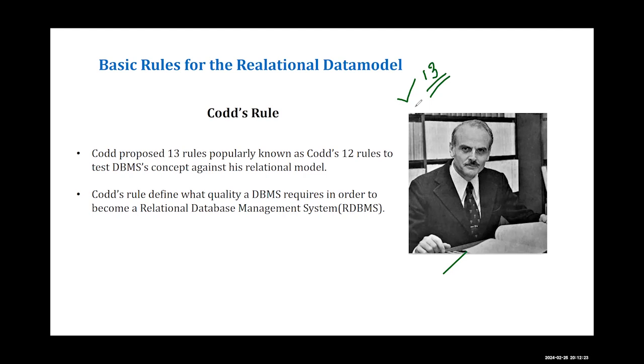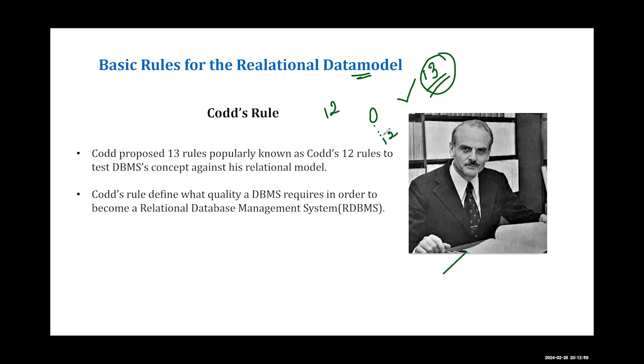Now these rules are proposed in a way that they have to be satisfied by any database. E.F. Codd was a computer scientist who invented the relational model for database management. Based on the relational model, the relational database was created. Codd proposed 13 rules, popularly known as Codd's 12 rules, to test a DBMS against his relational model. So they start from 0 and go up to 12. That is why there are totally 13, but they are called Codd's 12 rules.